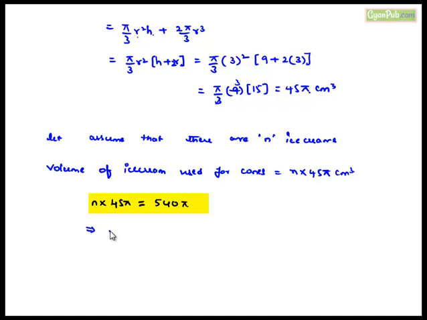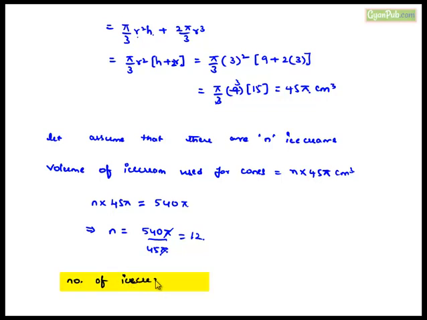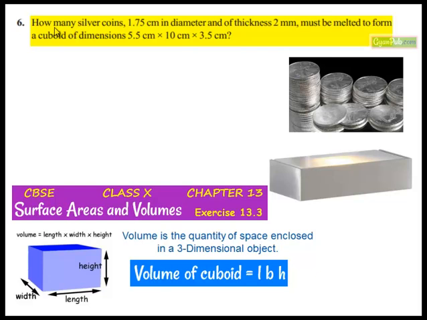That implies n is equal to 540 pi by 45 pi. Here pi in the numerator and denominator will be cancelled, and 45 goes in 540 12 times. Therefore, the number of cone ice creams made is equal to 12. That's the solution. Now coming to question number 6.